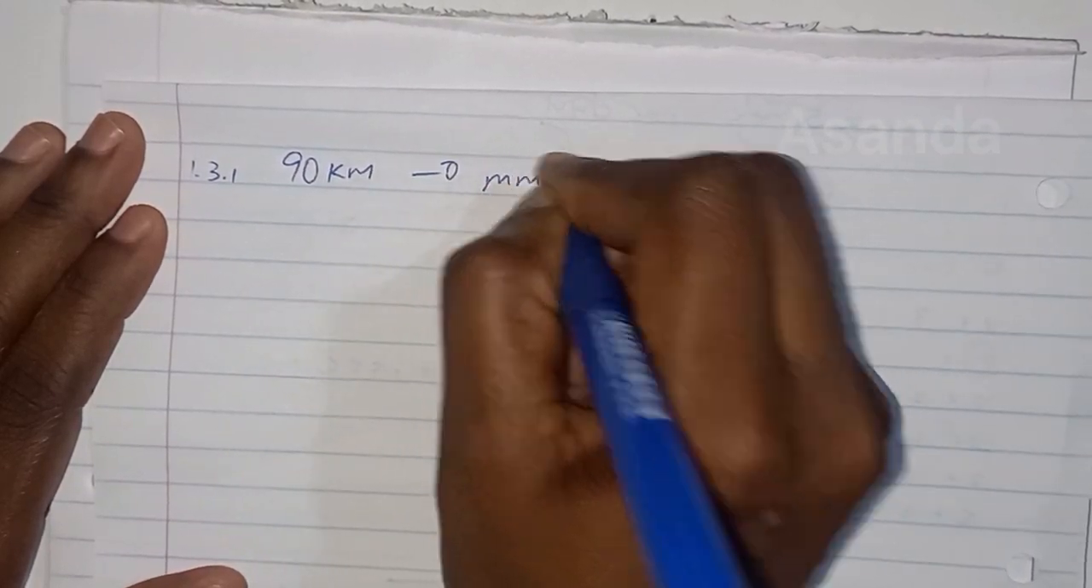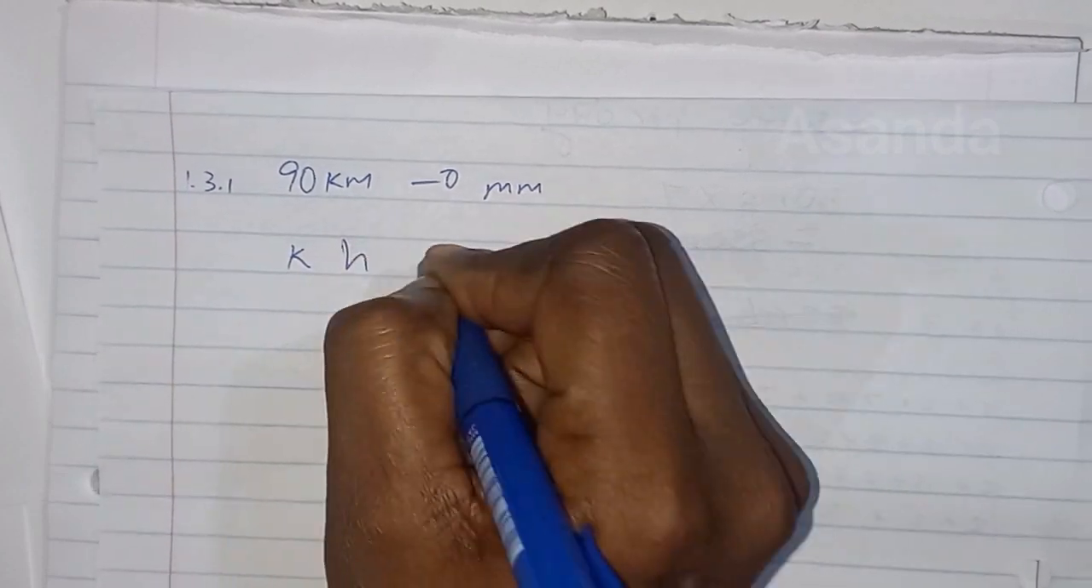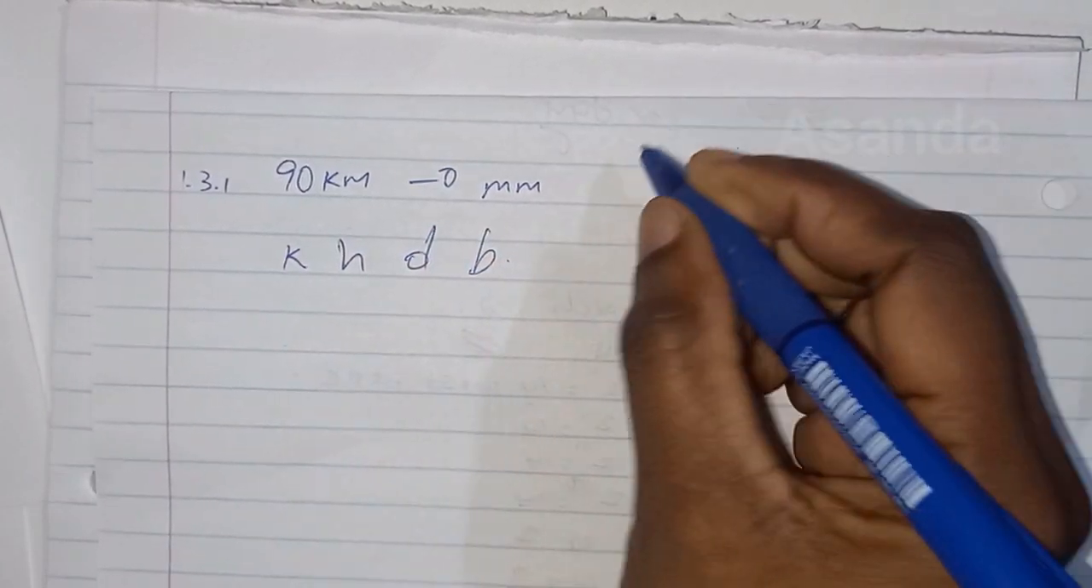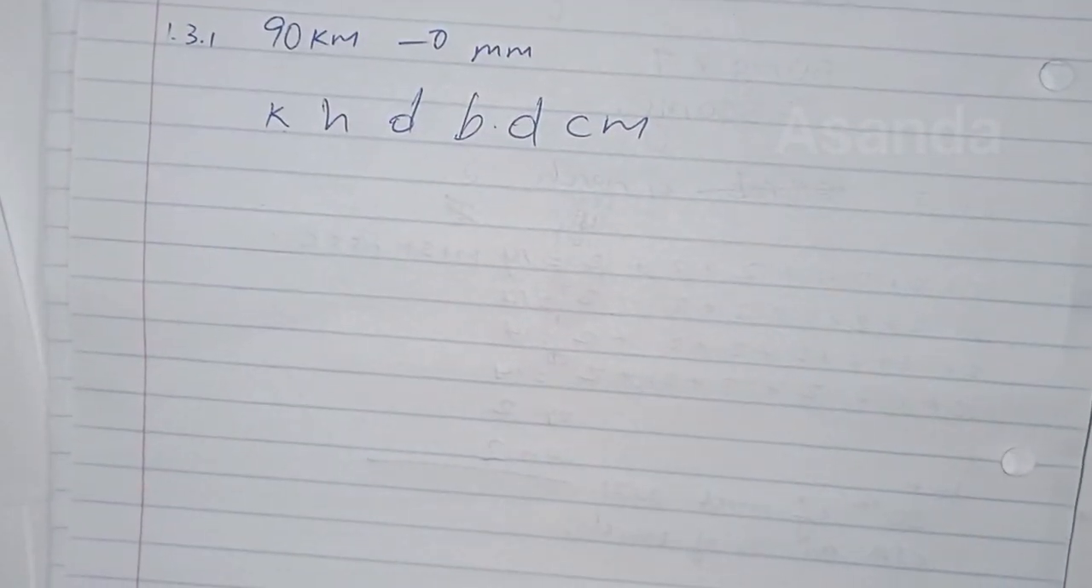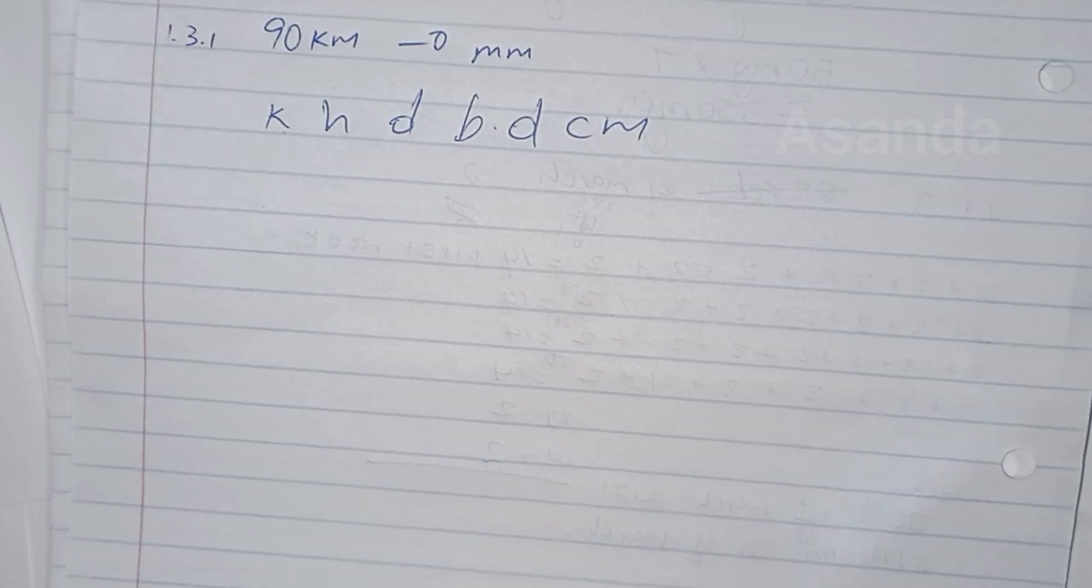Okay, no problem. 90 kilometers to millimeters, no problem. So I use my method that I love so much. I never get my answer wrong: King Henry died by drinking chocolate milk. I found this in the Viva textbook, grade 12, and I just fell in love with it.